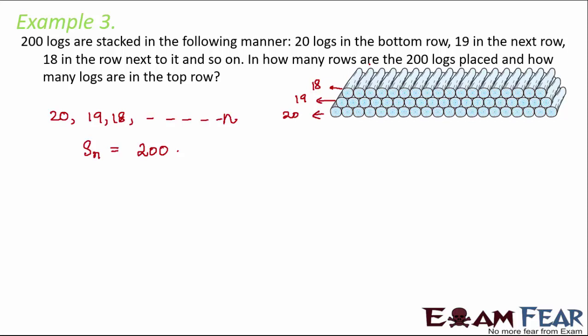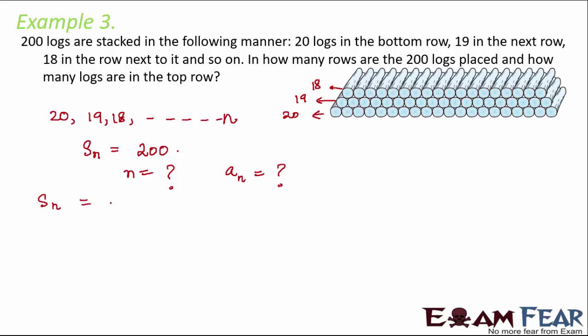Correct. So in this question, we have to find out how many rows are there. That means we have to find out the value of n. And we also need to find out how many logs are there in the topmost row. That means the last row which we are talking about. So how many logs are there in that particular row. Correct. So we have to find out the value of n, and we have to also find out the value of an. Great. So let's see, how do we calculate that?